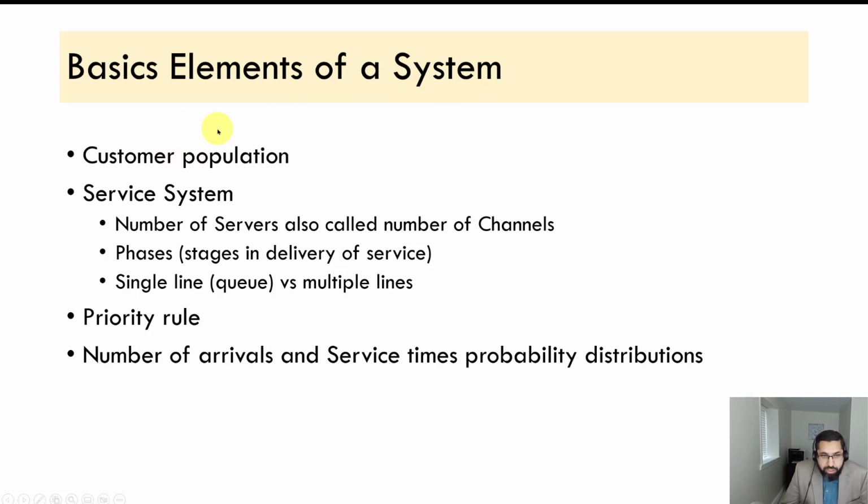So we have the customer population, that is the population from which the customers arrive. Then we have the system itself: how many servers there are in the system, also called channels, how many stages, whether it's a single line or multiple lines, or what the priority rule is. And the probability distribution of arrivals, how many people arrive in a given time period, and the probability distribution of the service time, how long it takes to serve a customer, because service times will vary from customer to customer. And so we model them as having an average service time, but then the service time can vary around the average. It could be less or more.